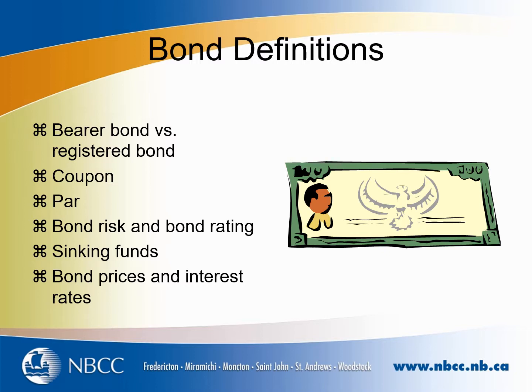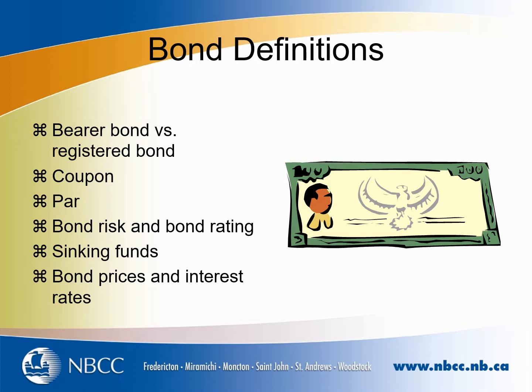Now I have some bond definitions here, just a few things that I want you to be able to recognize with regard to bonds. The first one is the idea of bearer bonds versus registered bonds. Basically, a bearer bond is a bond that doesn't have any person's name attached to it. Essentially, the person who is holding the bond is considered the owner of the bond, whereas a bond is registered to a particular individual.